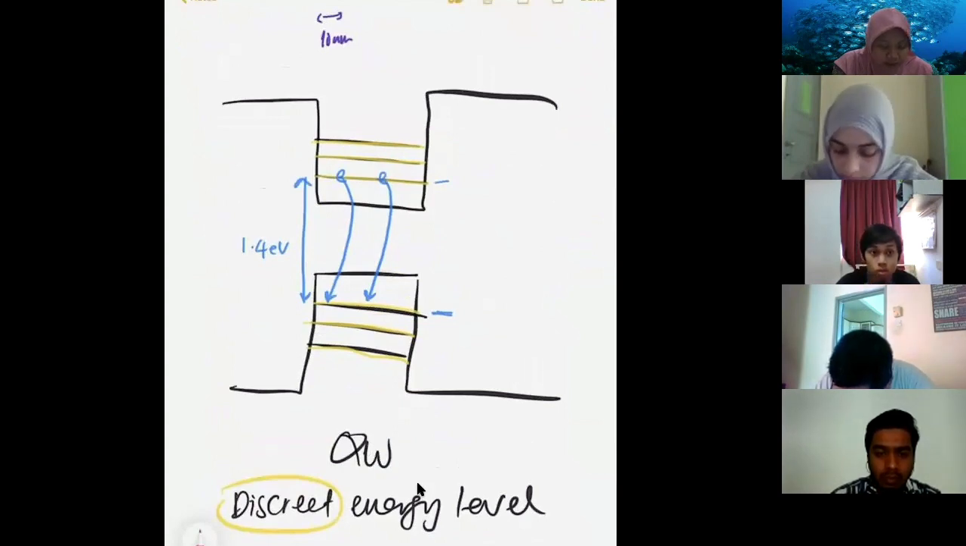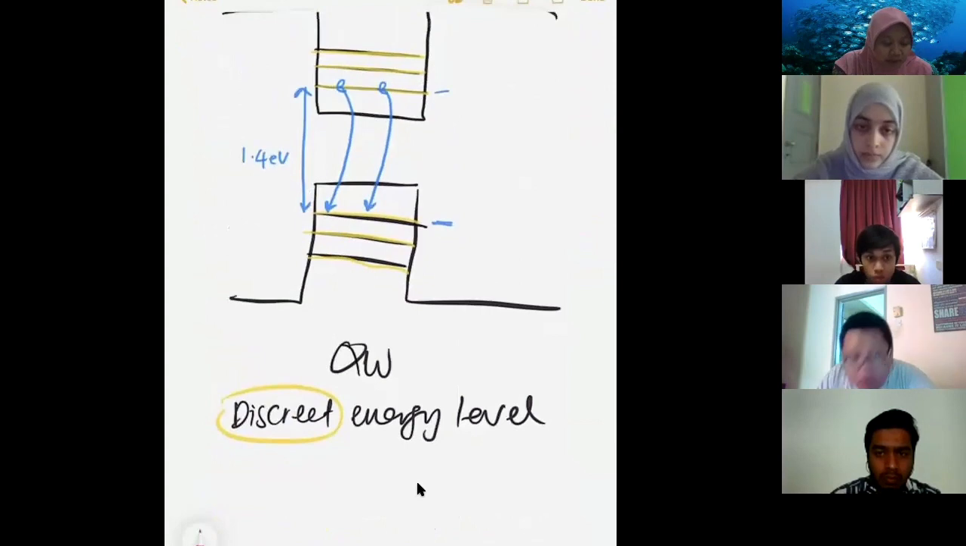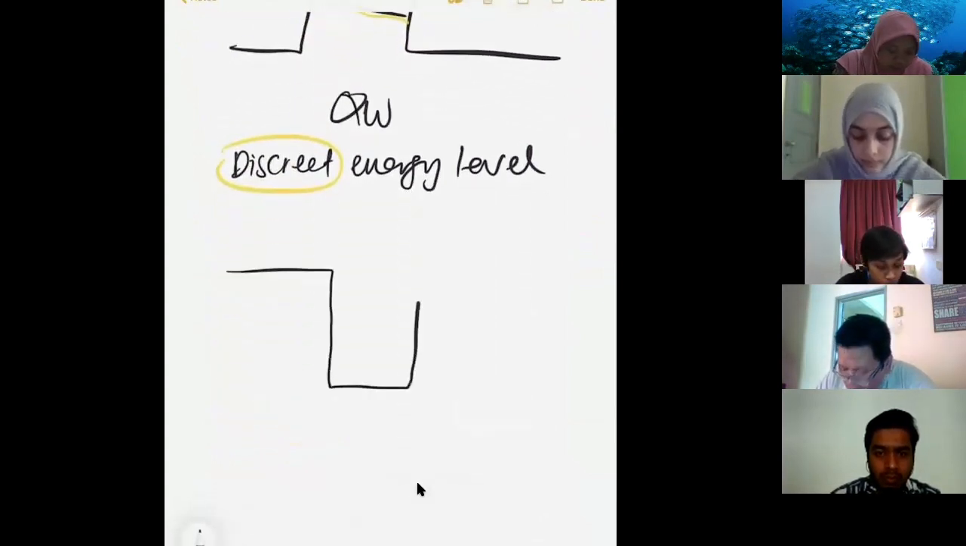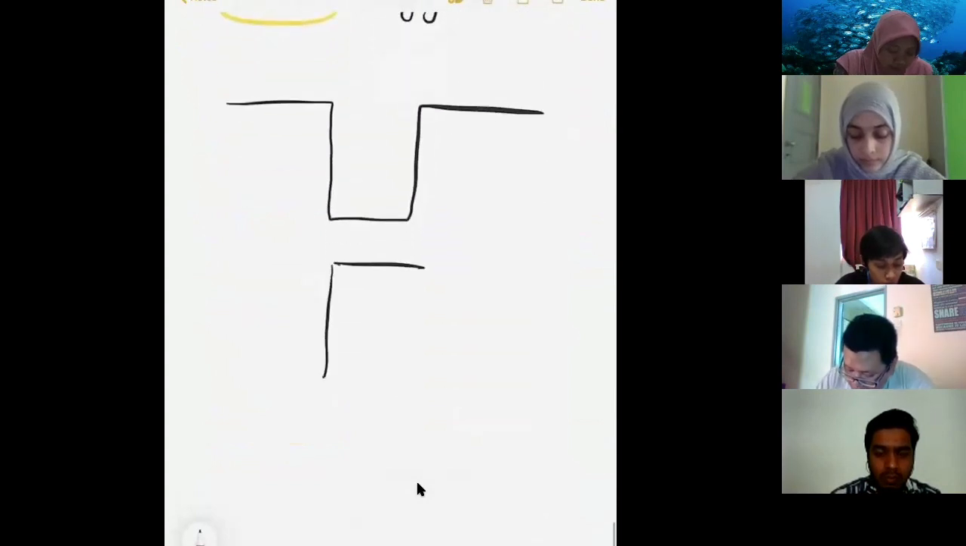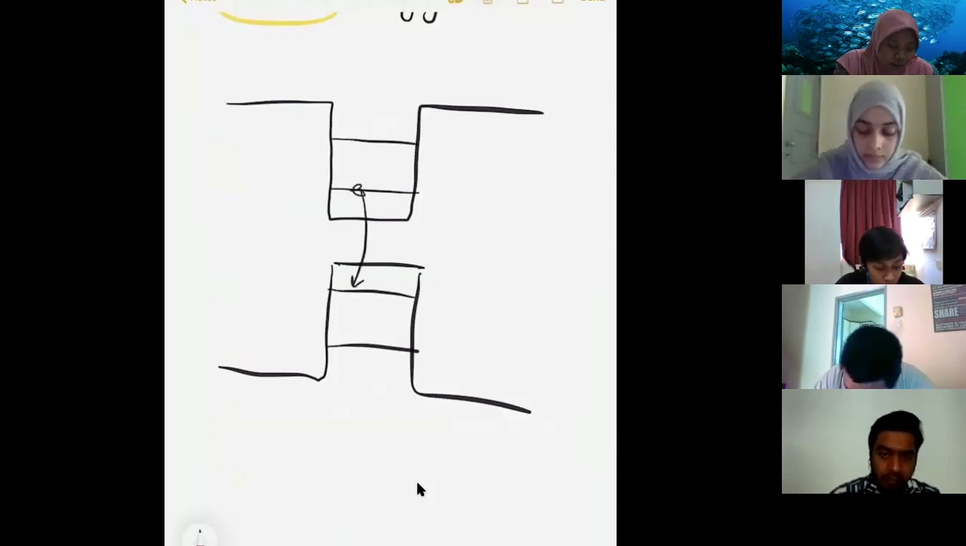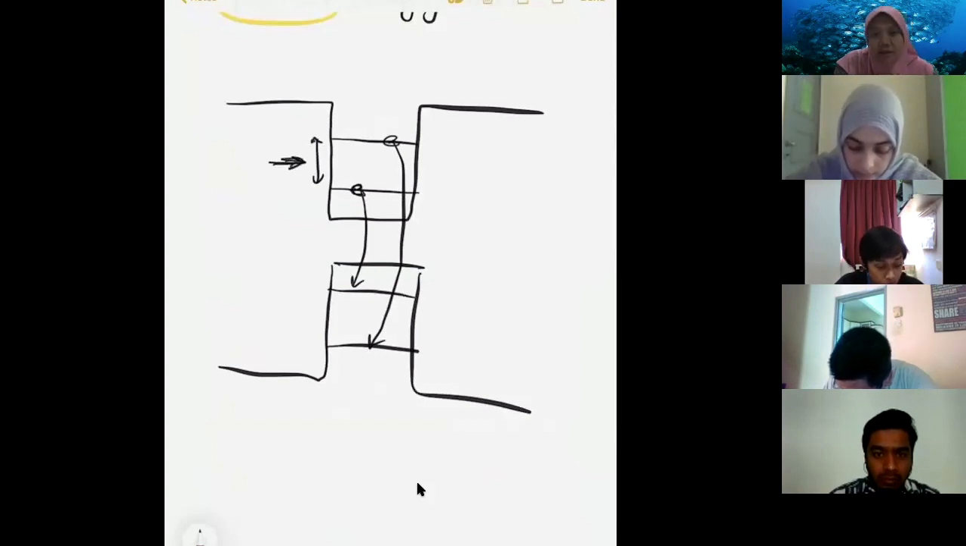What happens in a quantum dot? Quantum dot is the same. You will still have discrete energy levels, except the separation becomes larger. For example, if I exaggerate and draw the quantum dot, it will be here, it will be here. You can have recombination here, you can have recombination there. So you can see the separation of the energy levels here is bigger for the quantum dot.